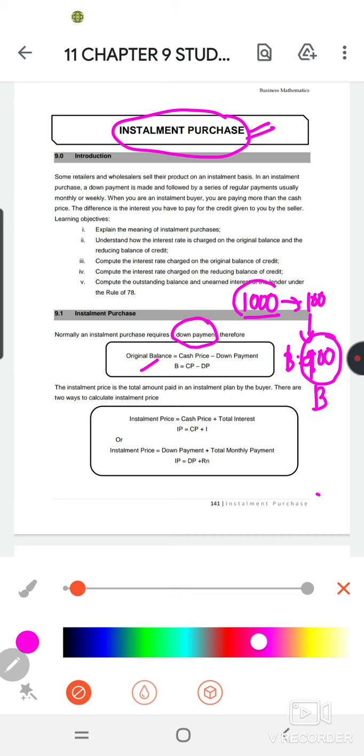Cash price maknanya harga kalau kita bayar secara tunai, dia adalah nilai 1,000, and then down payment contohnya awak bayar 100. The installment price is the total amount paid in an installment plan by the buyer. There are two ways to calculate installment price. Installment price equals to cash price plus total interest, or IP equals to CP plus I, or installment price equals to down payment plus total monthly payment.